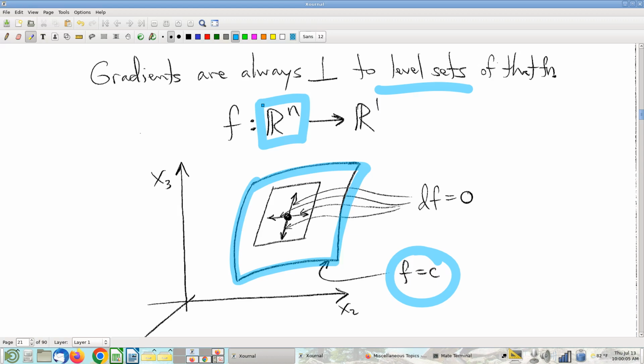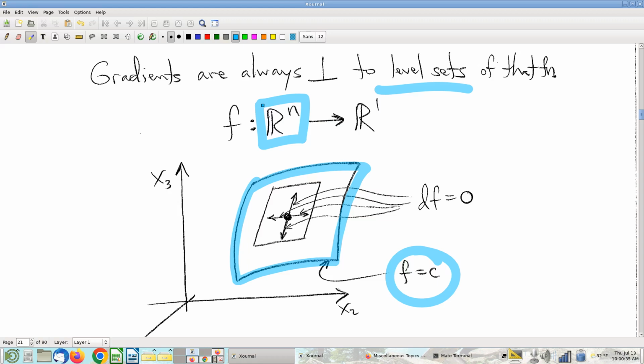I emphasize level sets not only are not the same as graphs, they don't even live in the same world as graphs. The graph of this function would be an n+1 dimensional space. We're not even looking at a picture of that. So make sure to remember that distinction. Level sets are always in the domain. Okay. So amazingly, gradients are always perpendicular to these sets.